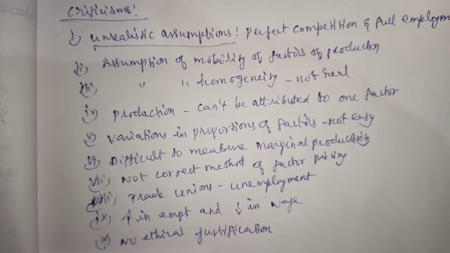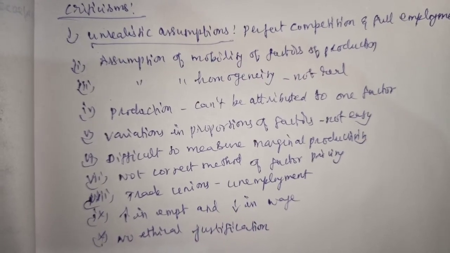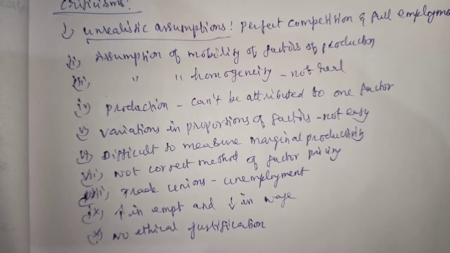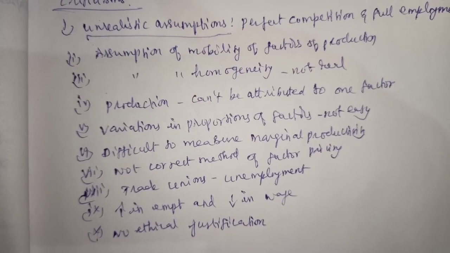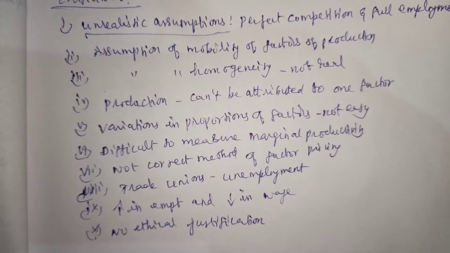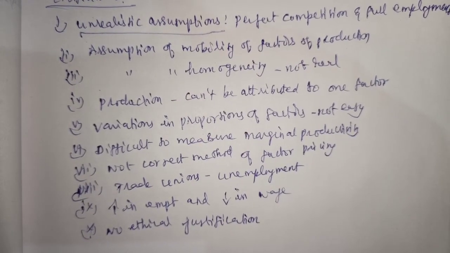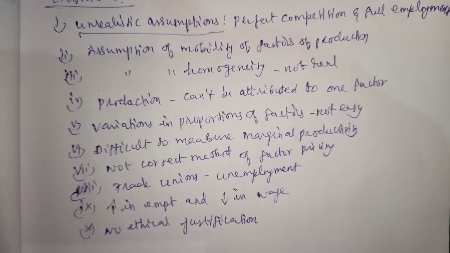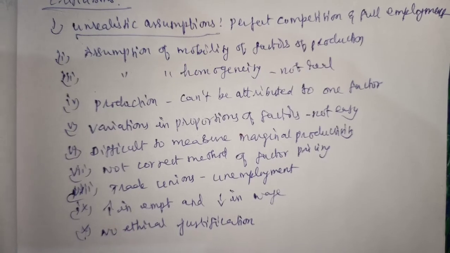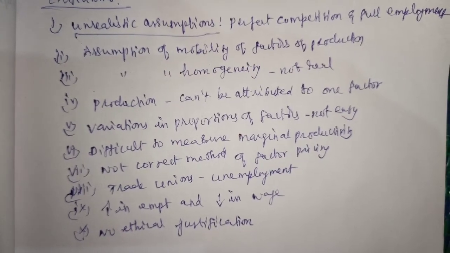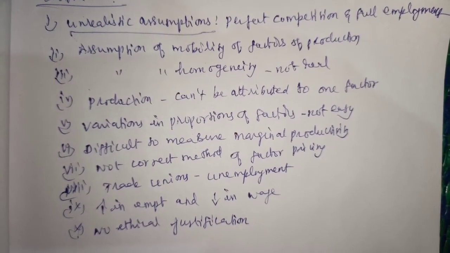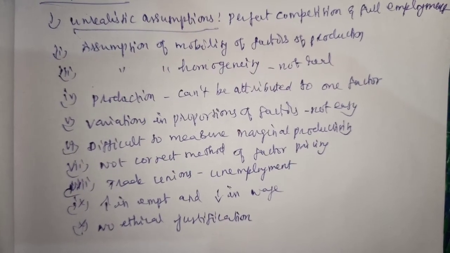And the next one, perfect mobility of factors of production between different users. It is also far from reality. And the next one, homogeneity of factors of production. See, the factors of production may not be equally efficient. One laborer may be more efficient than another one. There may be skilled and unskilled laborers. So homogeneity in efficiency is not possible.